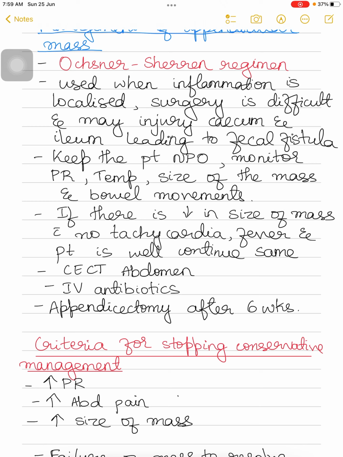If there is a decrease in the size of the mass and there's no tachycardia or fever, that means the patient is responding to IV antibiotics, the infection is getting localized, and there is no formation of abscess. Continue the same treatment and discharge the patient, and you can do interval appendicectomy after 6 weeks.